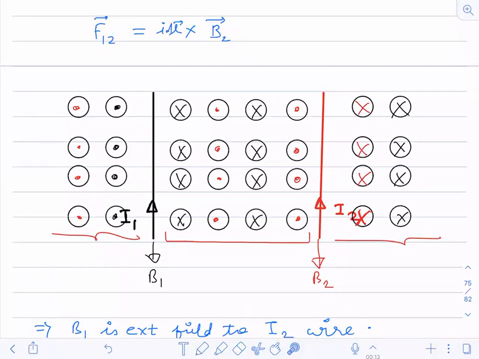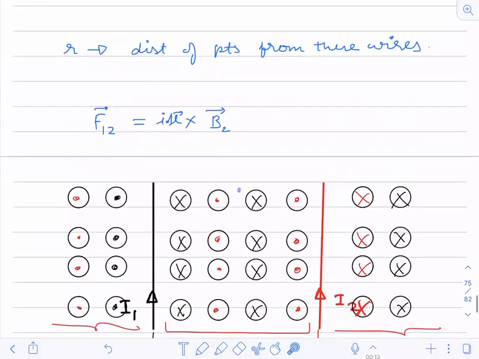Now, what is the direction of I dl for the wire? This is the I dl vector, and the I dl vector is along the y-axis, minus j cap. Now, what is the direction of B2? B2 is this red color. So if I write the direction, this direction is plus j cap.